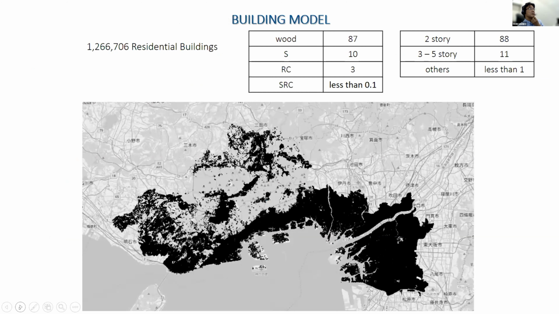So these are building models. We have wood structure, steel, reinforced concrete, and steel reinforced concrete, and we model them from two-story to high-rise.